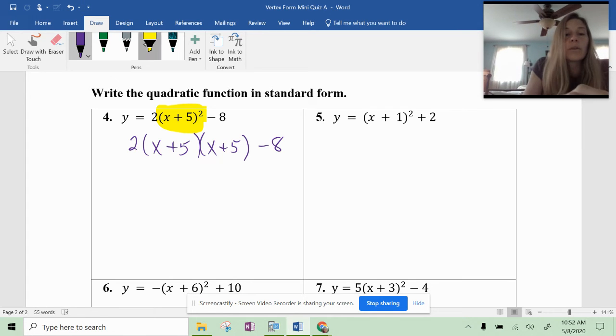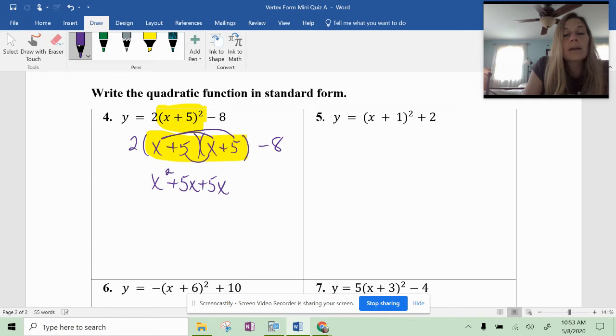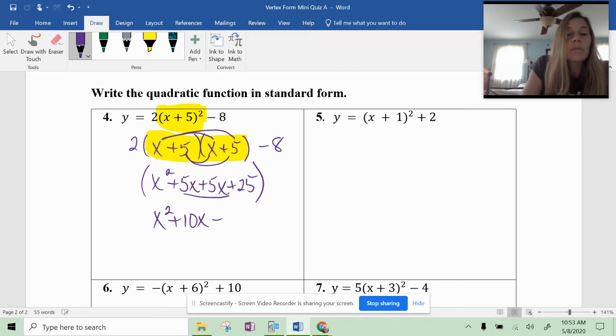So I'm going to focus on just distributing or FOILing these two. So if I did x times x, I get x squared. X times 5 is 5x. 5 times x is another 5x, and 5 times 5 is 25. Now that can combine to give me x squared plus 10x plus 25. And that's all stuff we learned in an earlier chapter.